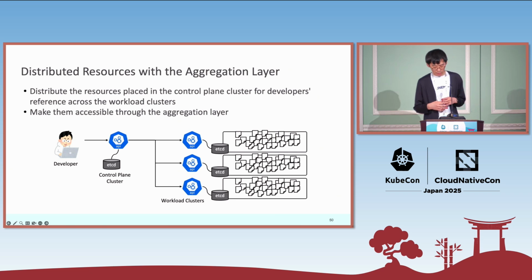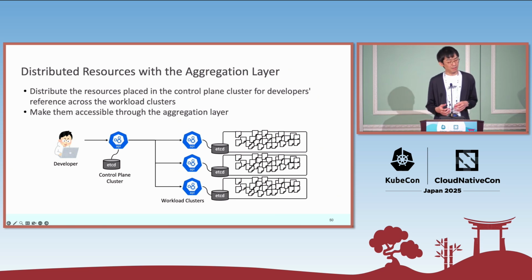And to address the issue of etcd data size, we are planning to move certain types of resources to workload clusters. By leveraging the aggregation layer and extension point in Kubernetes, clients can operate on external data as if it were in a Kube API server. And this allows us to distribute resources across workload clusters.